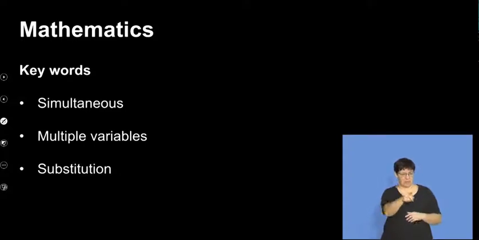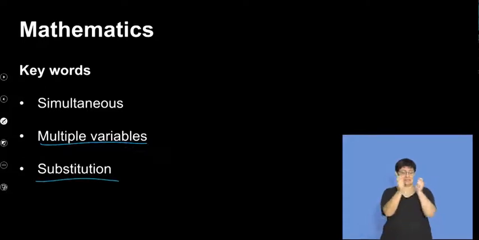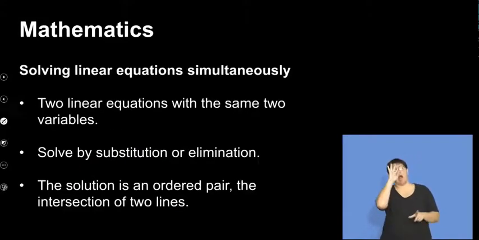Now, the keyword here will be the word simultaneous. What exactly does it mean? It means multiple variables. What does it mean that I have multiple variables? And then the main method for this particular lesson will be the substitution, though I'm going to employ some elimination method then, just for you to refresh your memory.